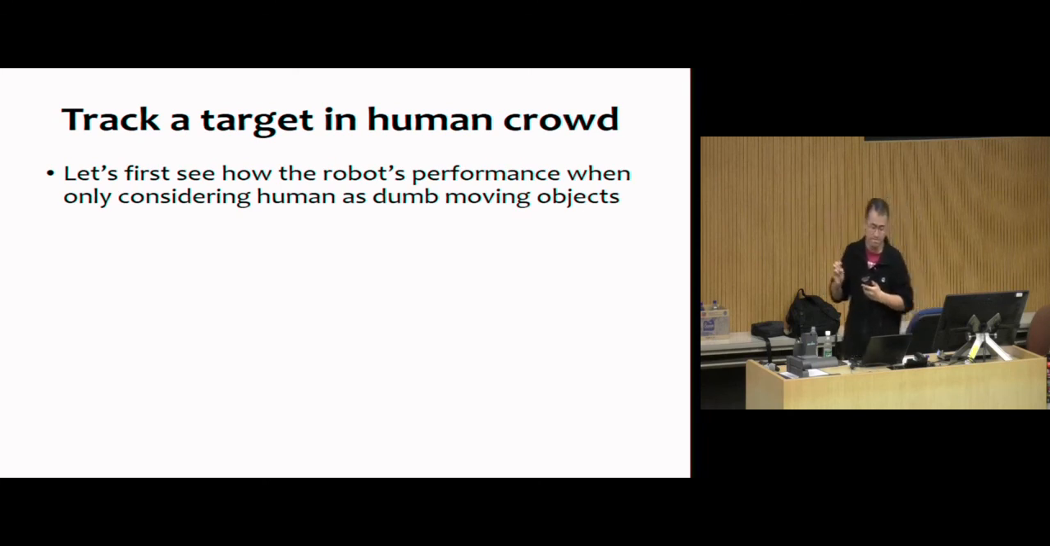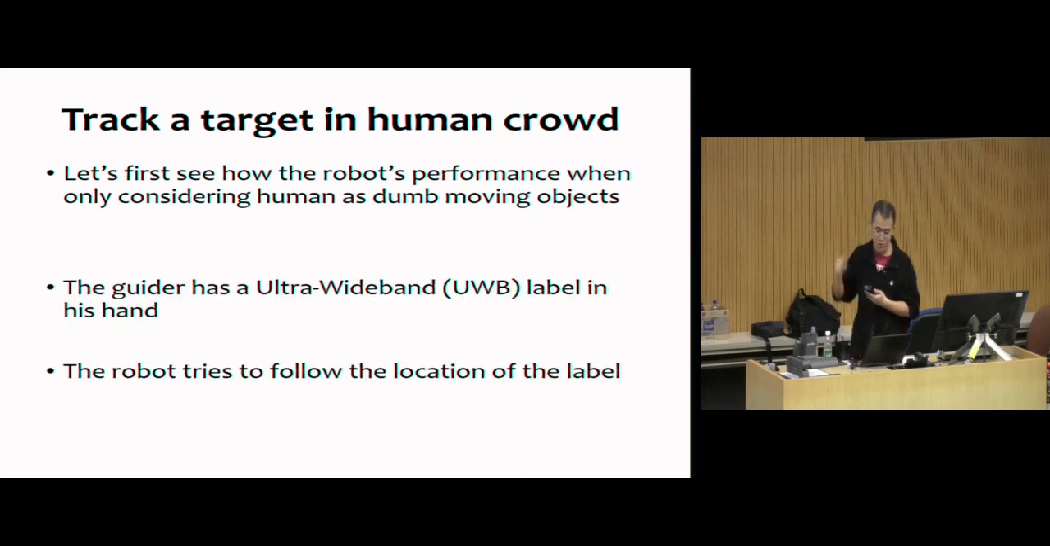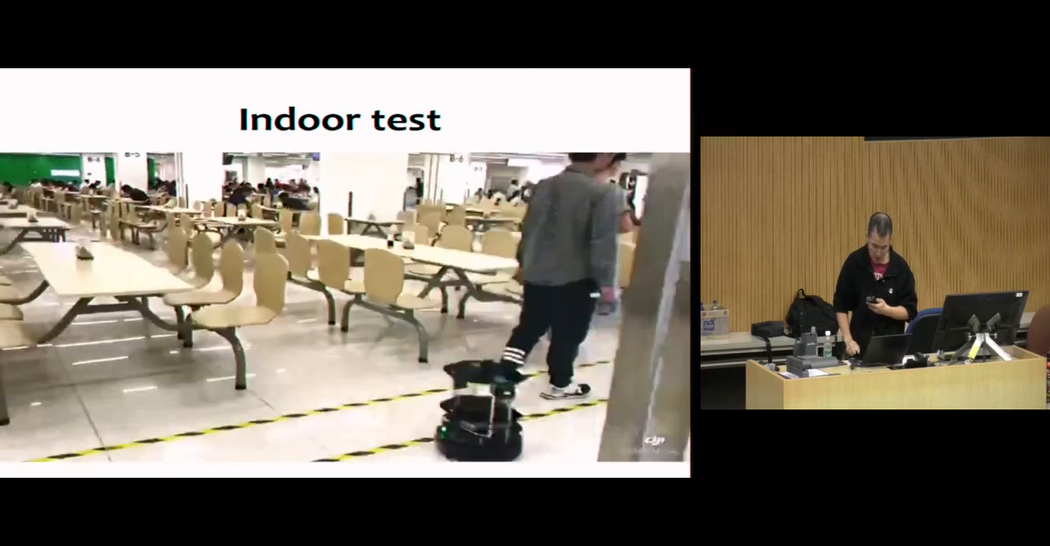Let's first see a very simple implementation. The robots just use our original algorithms, which are trained in simulation, and consider humans as just dumb moving objects. Let's see how the robot will behave. In this example, the human will have a UWB in his hand, and the robots will try to follow the signals of the UWB. Let's see, this is what we have.